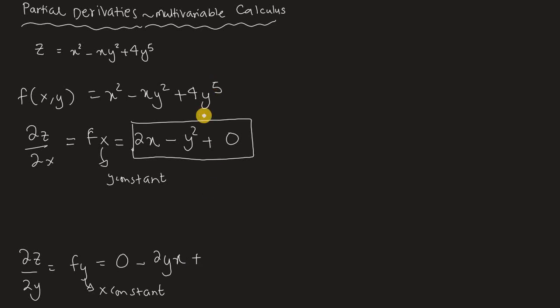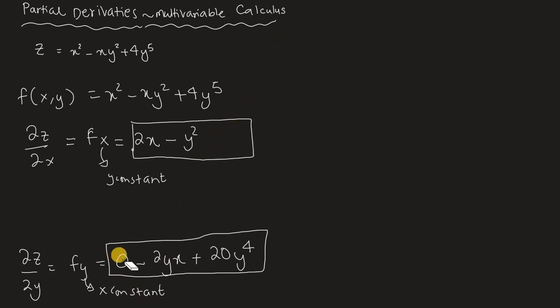And then what's the derivative of this? The constant is only 4 here, so you just do the derivative like you would normally. So 4 times 5, which is 20, and y to the power of 4, right? So this is the derivative with respect to y. And of course you can just write it neatly without writing the 0. Okay, so now let's do another example.